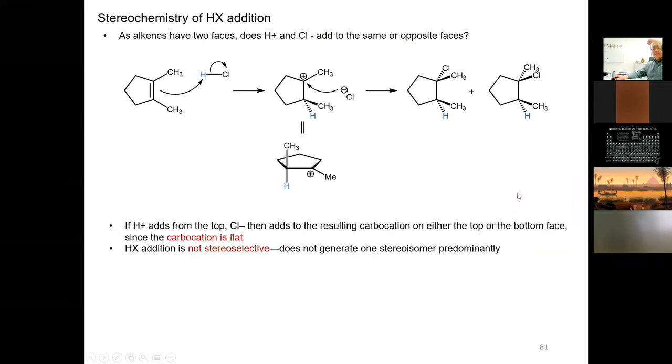Okay, then let's talk about something new here. We talked about the regioselectivity, or regiochemistry, of the HX addition, which follows Markovnikov's rule, right? So how about stereochemistry?